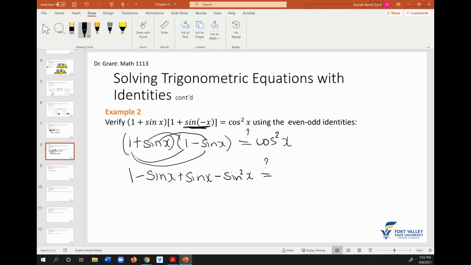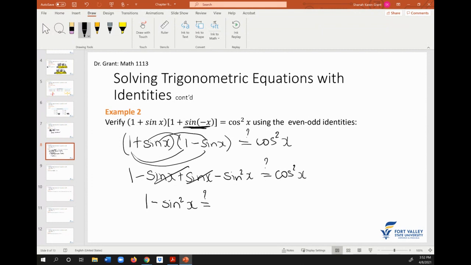So we're trying to verify. I'd like to put a question mark until I verify. We're trying to verify that these are true. Well, these cancel. So we have 1 minus sine squared x. And so we want to figure out now, is this equal to cosine squared x?